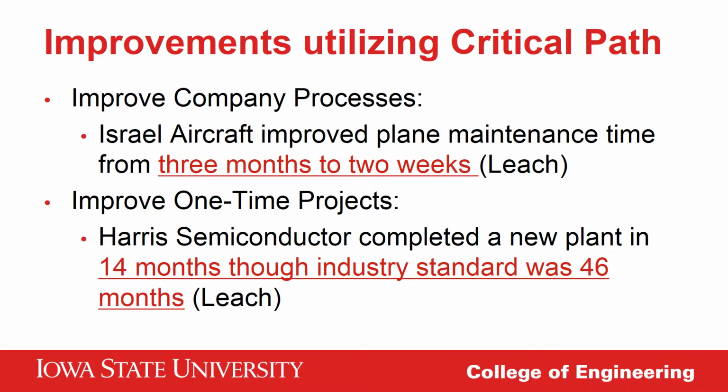Critical path management can also be used for one-time projects, such as when Harris Semiconductor decided to build a new plant. They put extra effort early in the project to determine those tasks which were on the critical path and were able to have their plant running at 90% within 14 months, though the industry standard was 46 months.